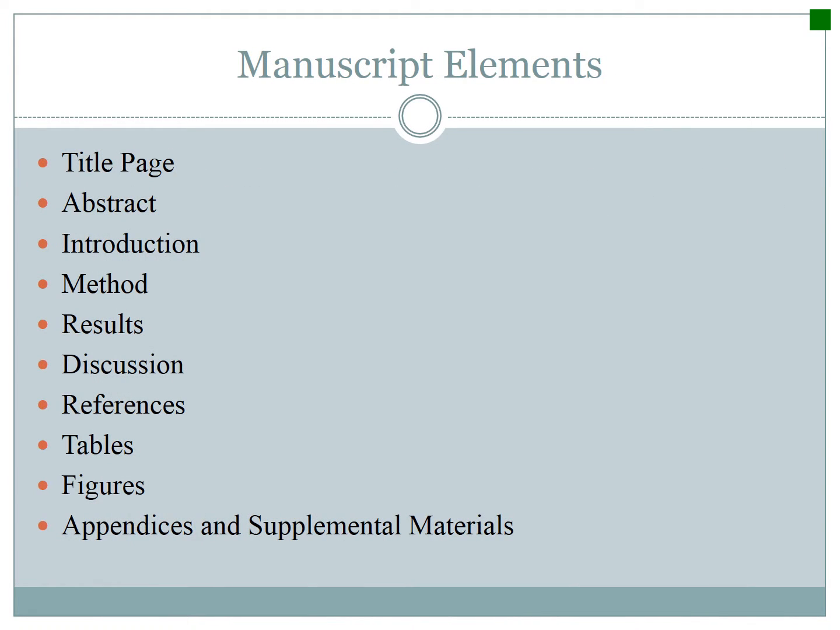There are 10 elements to a manuscript. First is the title page, followed by the abstract, introduction, methods, results, discussion, references, tables, then figures, and finally any appendices and supplemental materials you used. A manuscript must go in this exact order.